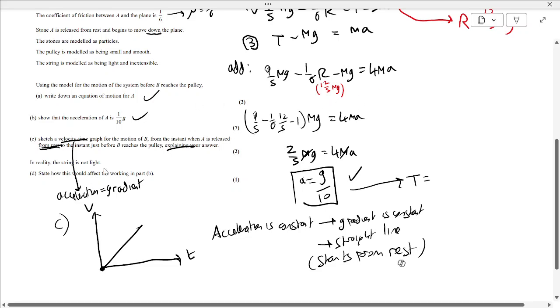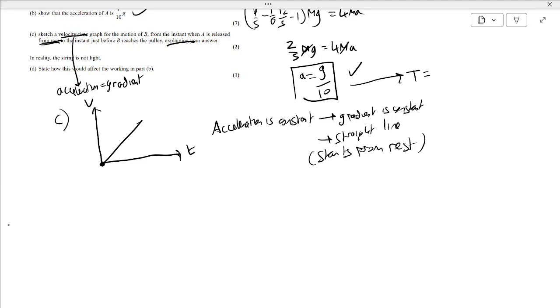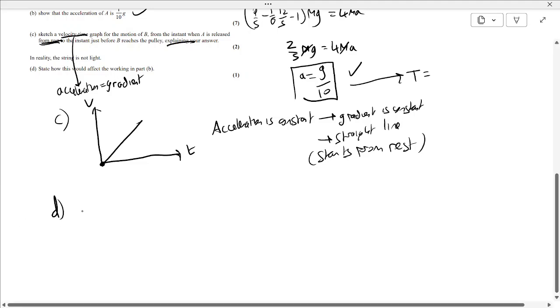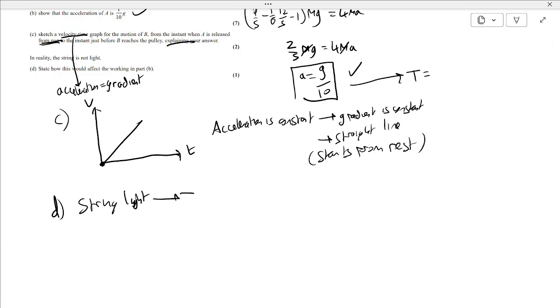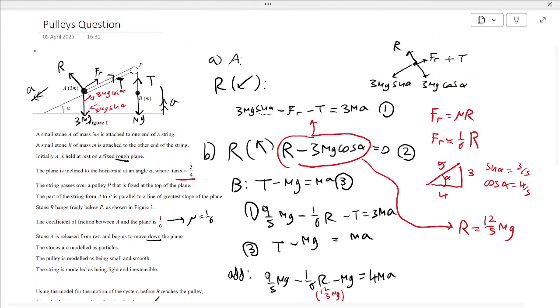Finally, part D: the string is not light. How does it affect the working? This is a standard answer. You just need to know these. If the string is light, this means that the tension in both parts of the string will be the same. So what this means is, we called both of these values T, the tension in the string. If the string was not light, it would be T1 and T2. They wouldn't necessarily be the same. It'd be a lot harder to solve because they wouldn't cancel out here when I add my equations.